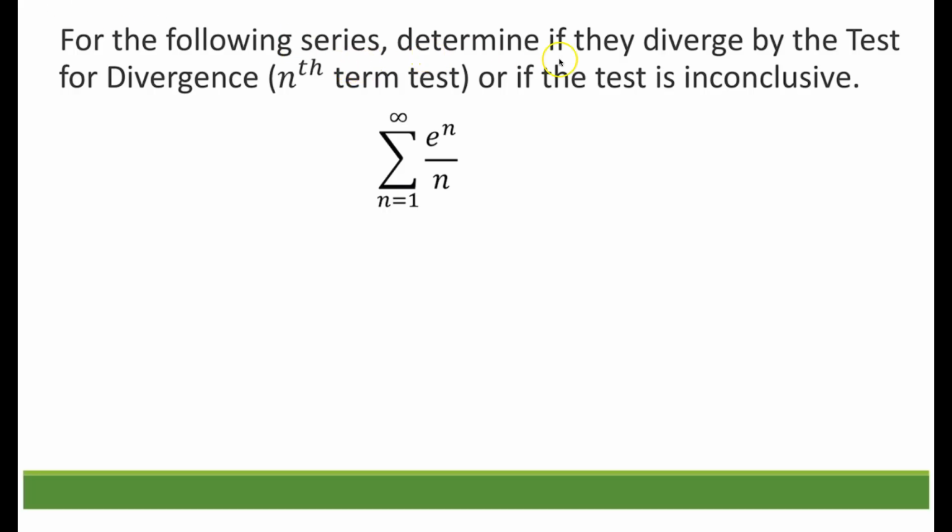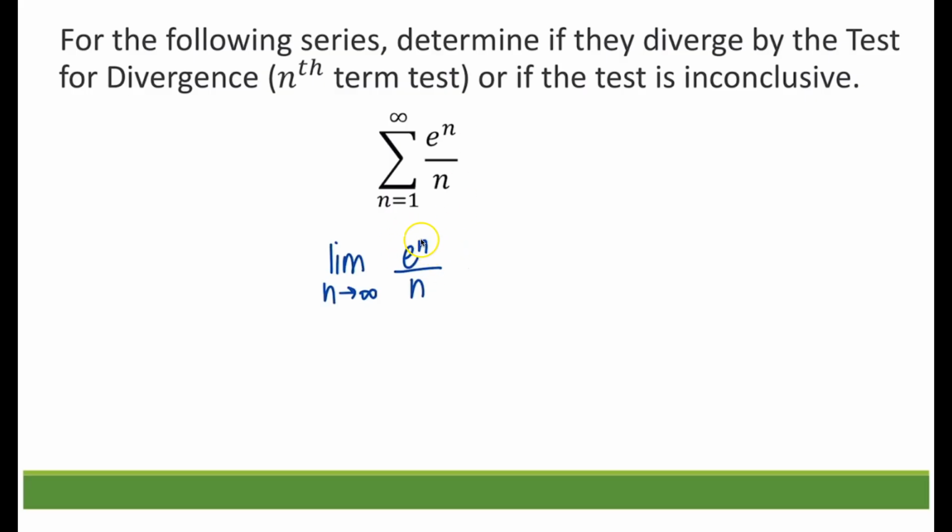For the following series, determine if they diverge by the test for divergence, or the nth term test, or if the test is inconclusive. Now, we're going to learn a lot of tests in this series unit, and this truly is the first one that we would generally apply. What it involves is finding the limit as n approaches infinity of the general term. So e to the n over n.